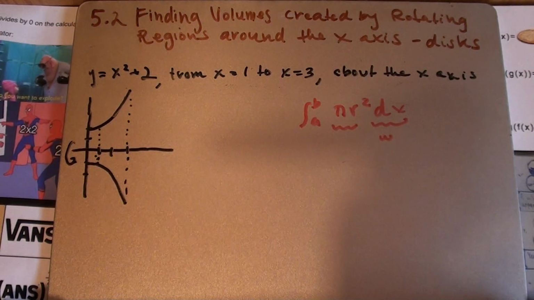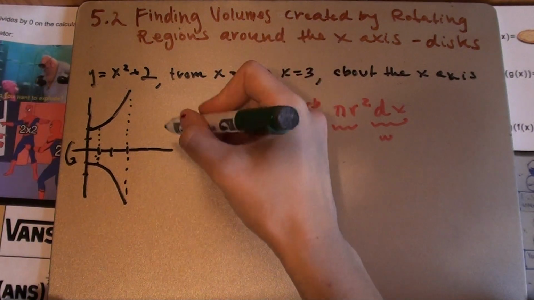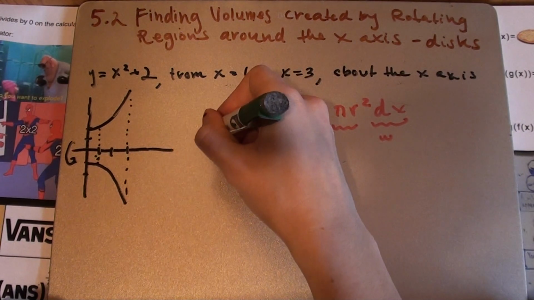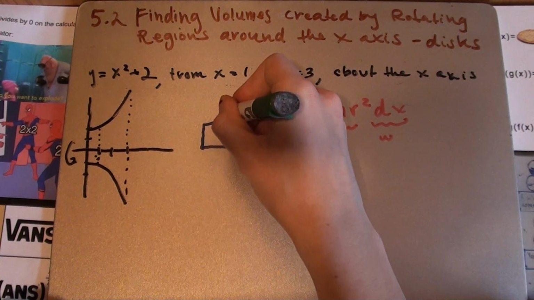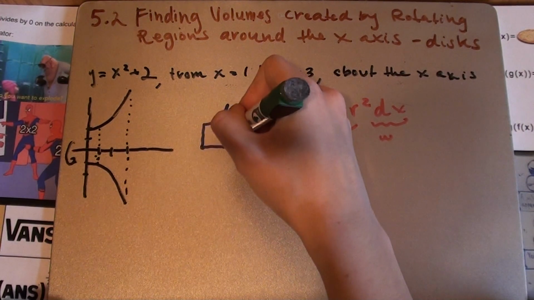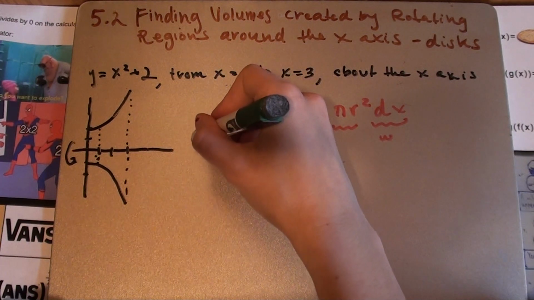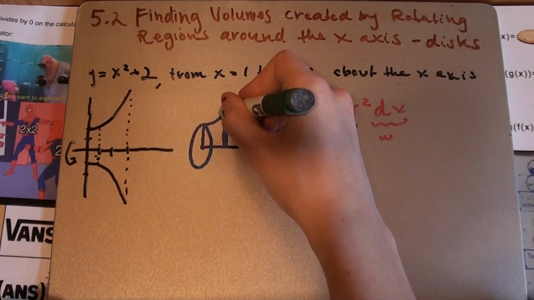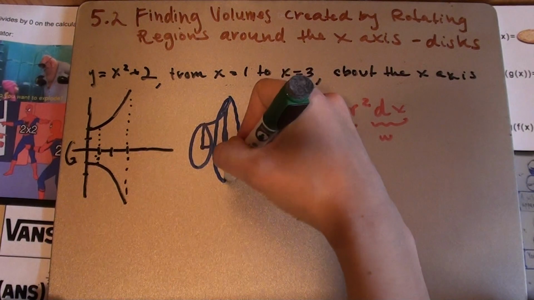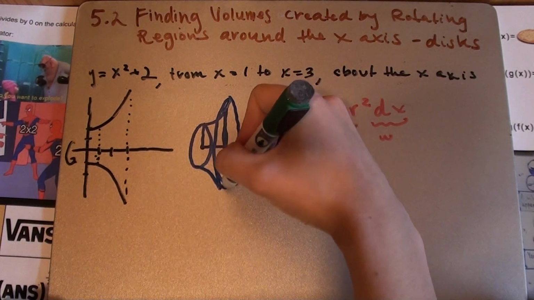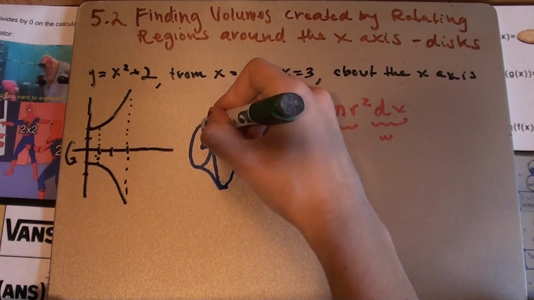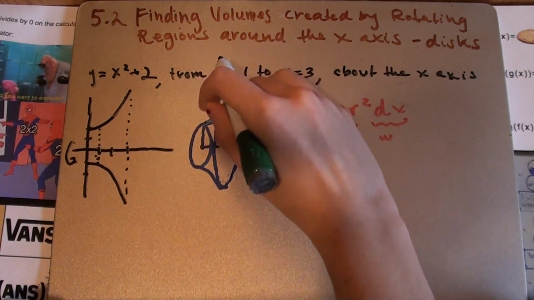Now, since we're rotating, we have to consider what the overall shape is going to look like. If this is our axis, you take this region right here, starting at 1 and going to 3, and we rotate this all the way around. When we rotate this all the way around, we make a circle. So what we get is this kind of punch bowl shape for the figure that we're working with.